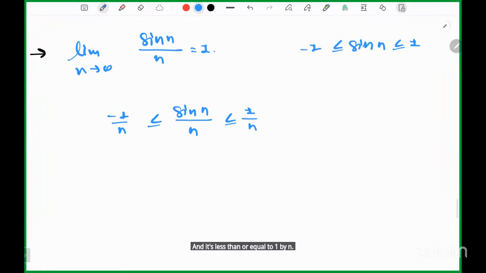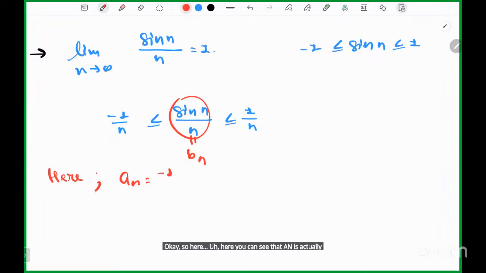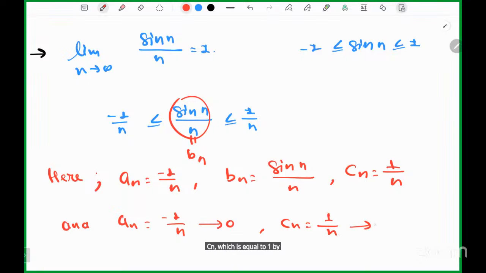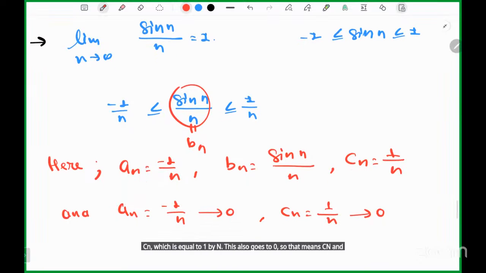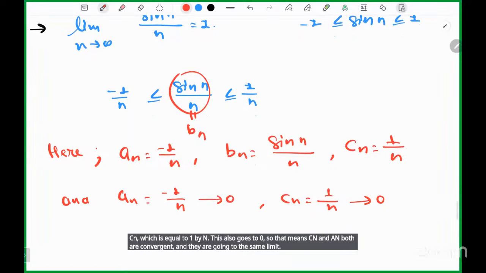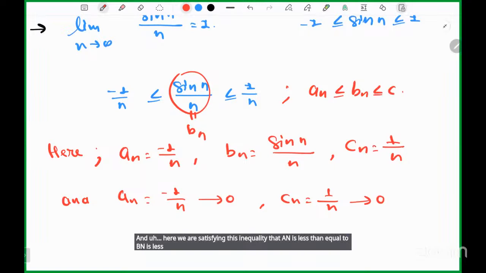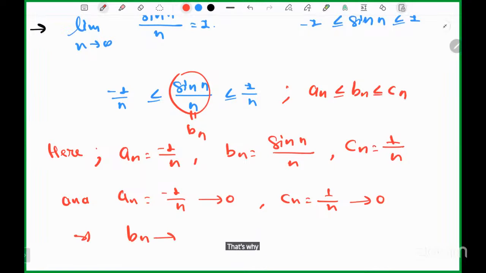Right? So here the sequence is your b_n. You can say that a_n is equal to minus 1 by n, b_n is equal to sin n by n, and c_n is equal to 1 by n. And we know that a_n, which is equal to minus 1 by n, goes to 0. c_n, which is equal to 1 by n, also goes to 0. So that means c_n and a_n both are convergent and going to the same limit. And here we are satisfying the inequality that a_n is less than or equal to b_n is less than or equal to c_n. That's why b_n will also go to 0.